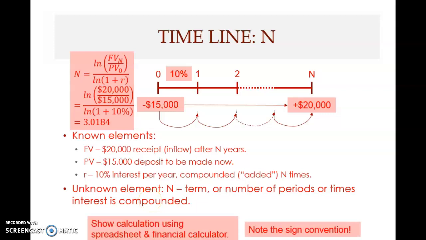Right, you can also show this calculation using a spreadsheet and the financial calculator. Whenever you're using a spreadsheet and financial calculator, you must observe the sign convention. This is negative and this is positive. Okay, let's look at that. First, we look at the spreadsheet.